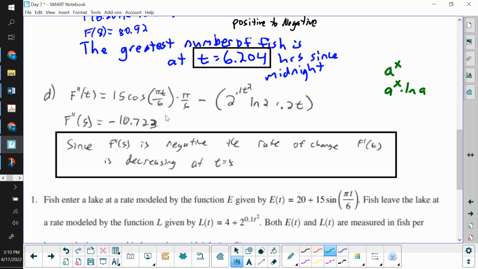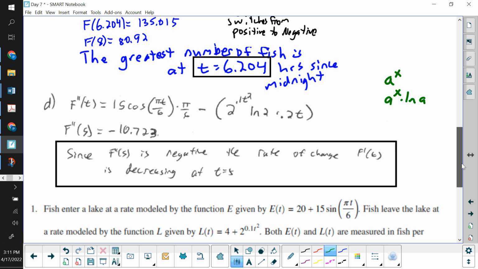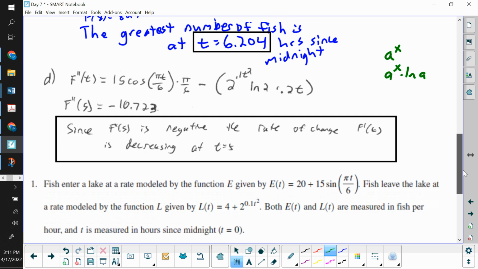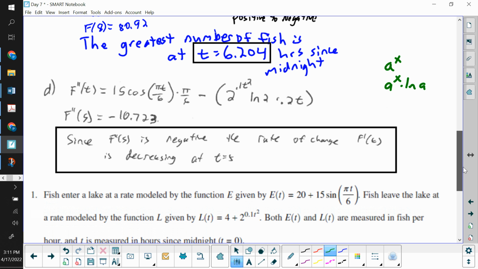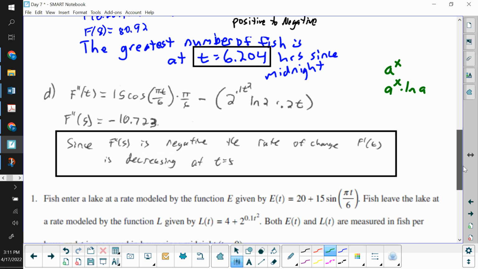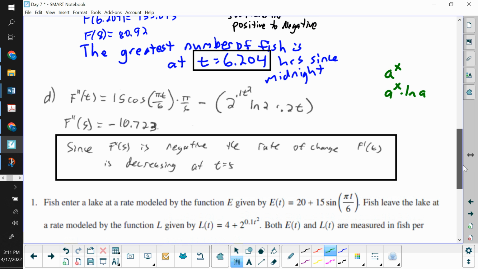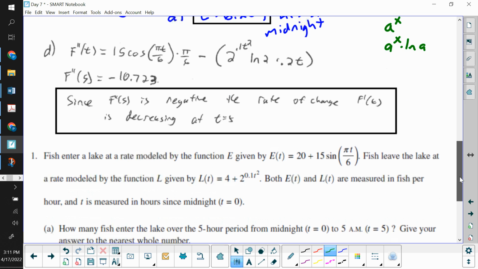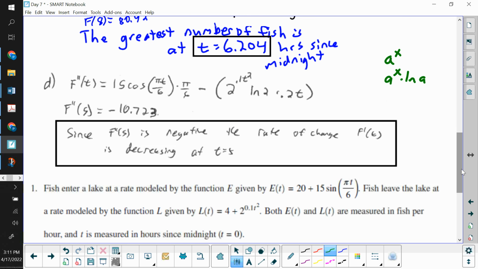Notice we get a negative value back. So since f double prime of 5 is negative, the rate of change of f prime of t is decreasing. You probably could have also, for that one, graphed f prime of t and sketched the graph of it and shown at t equals 5 that it had a negative slope. And you could say because f prime has a negative slope at t equals 5, then the rate of change is decreasing. That would have worked as well.